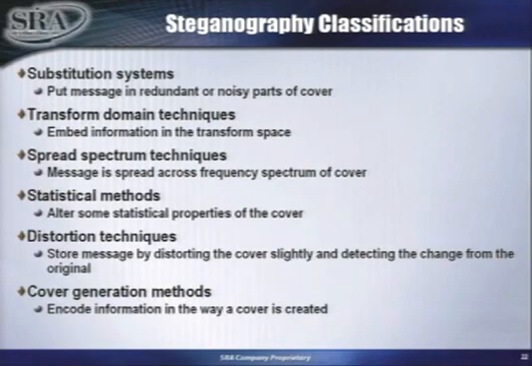Statistical is kind of interesting. You alter some statistical characteristic of the cover file. A little bit more difficult to do. Distortion techniques, not very highly researched. There's a few out there, because you require the original file, but you distort the cover file, and then the receiver needs both the original file and the distorted file and compares them to get the message back out. And then cover generation methods, also not highly researched, but use some mathematical technique to generate a cover in such a way as to convey a message.